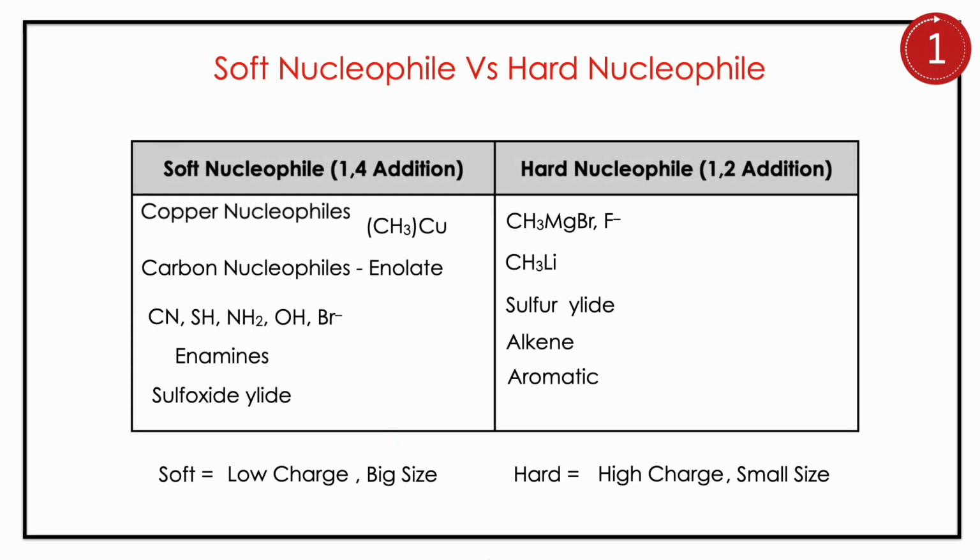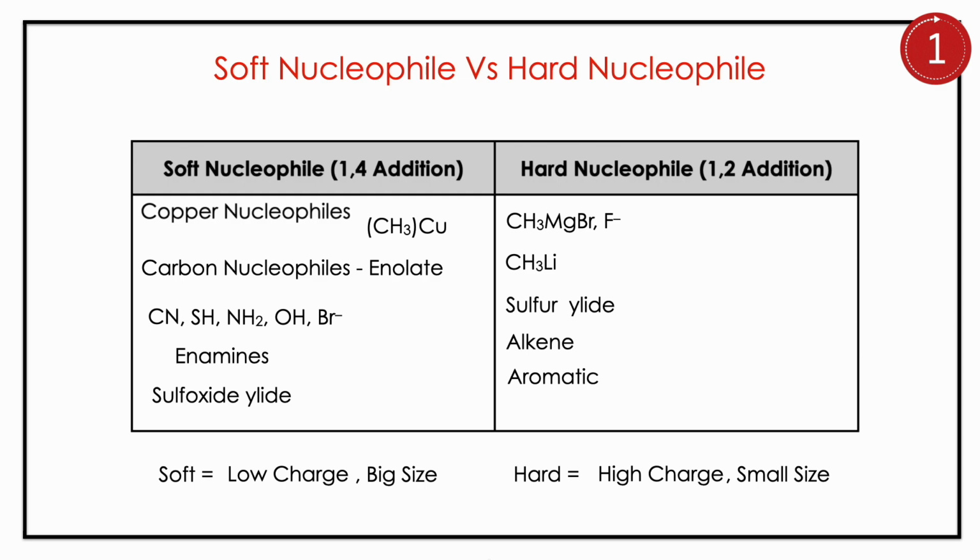Then the important question you might ask, which is soft nucleophile, which is hard nucleophile. Basically you memorize it because it will help you to solve many problems in a quick and easy way. Soft nucleophiles are mostly bulky with copper, and carbon nucleophiles, which are enolates, mostly it is soft nucleophile. Then cyanide, amine, thiol, alcohol and halides, then enamines, then importantly sulfoxide halide.